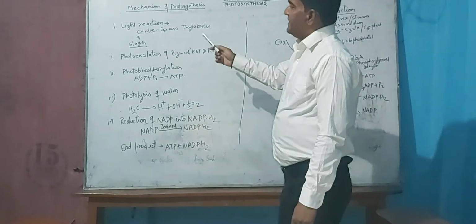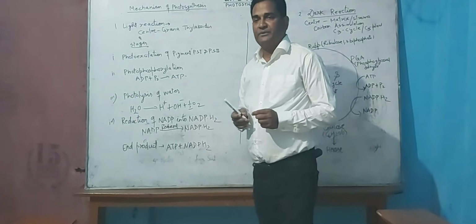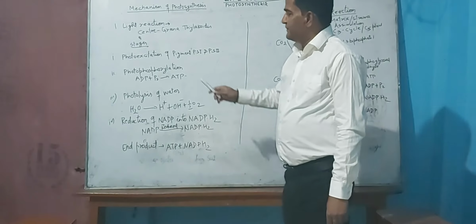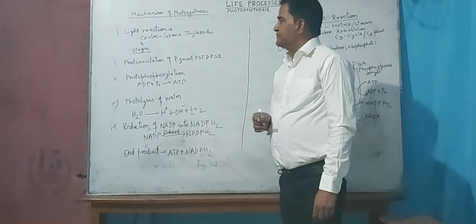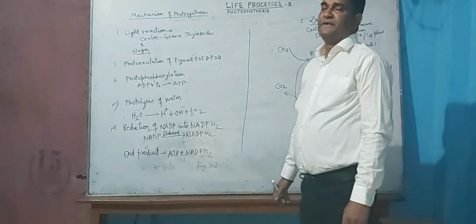Light reaction always occurs at the granum of the thylakoid. It is the main center of light reaction. There are the following sub-stages of light reaction. Number one is the photoexcitation of pigment.